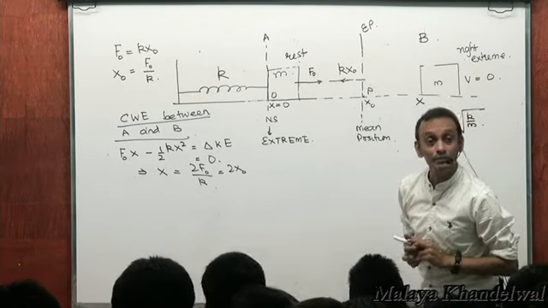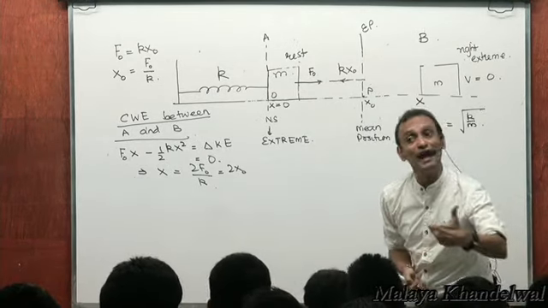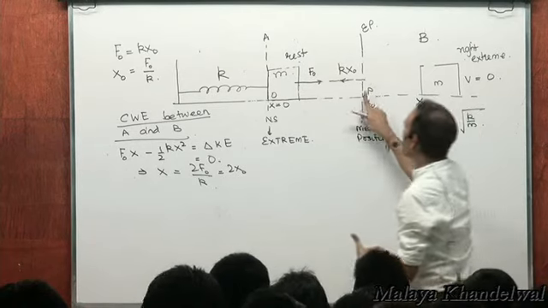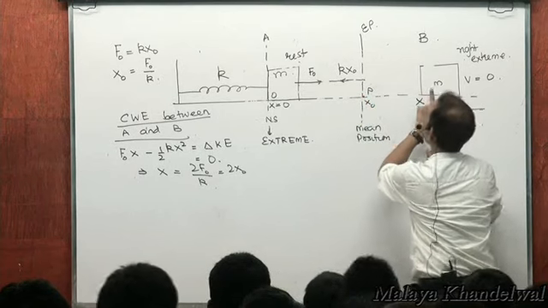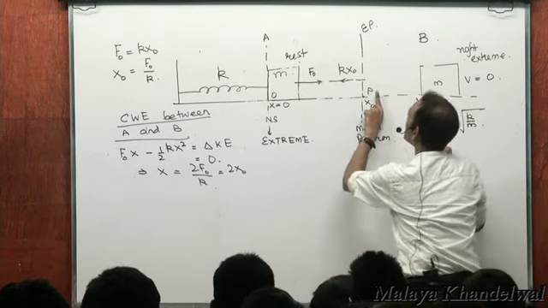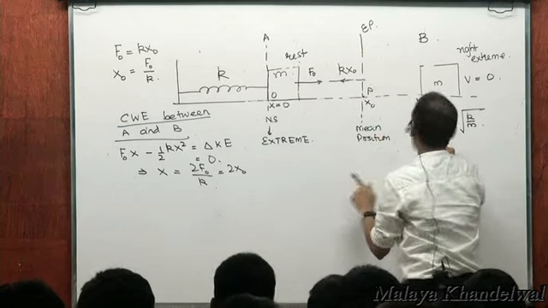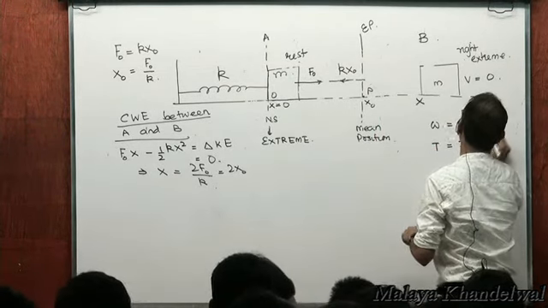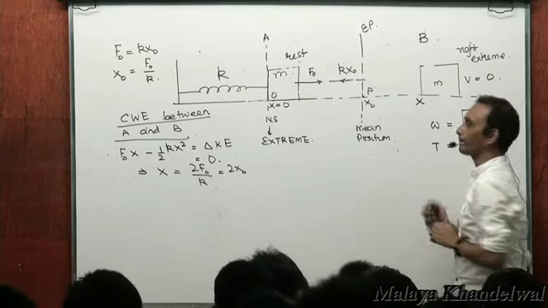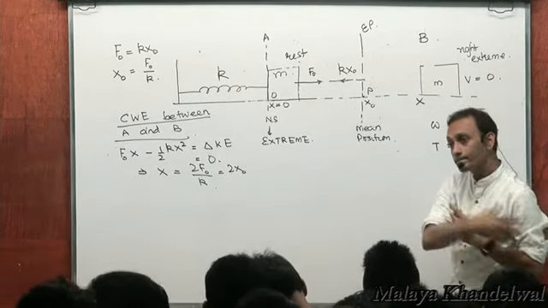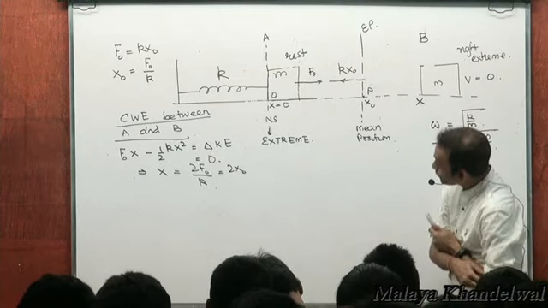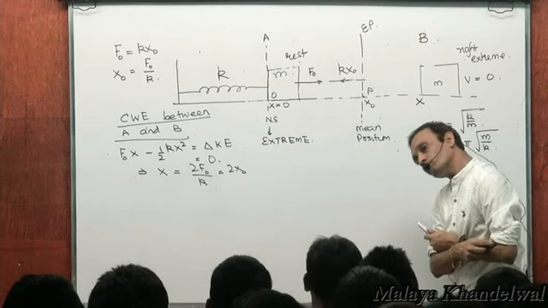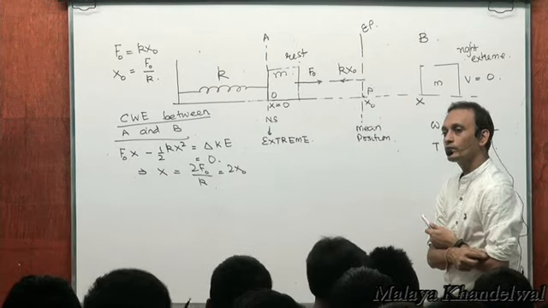Irrespective of where the equilibrium position was, irrespective of what the amplitude was, the angular frequency will remain root k by m. This particle will execute SHM about this point. It will go x naught units to the right, x naught units to the left, with angular frequency this, with time period equal to 2 pi by omega, 2 pi root m by k. Right?